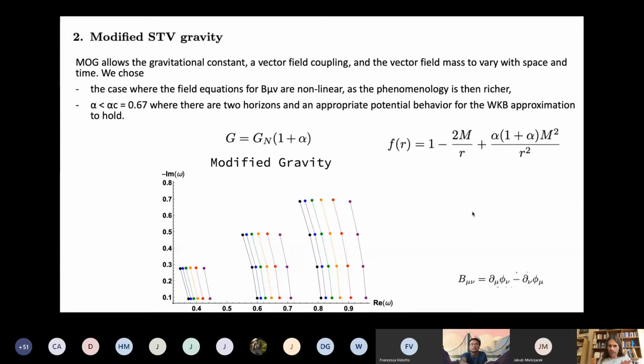So we focus on a specific case where B mu nu, which is given here, has a nonlinear structure because the phenomenology is richer, and we require the renormalization of the Newton constant to be such that we have horizons. Otherwise, we don't have black holes, and of course, it's not very interesting. So the metric function is basically the following one, and it's controlled by this alpha parameter. And what you see is that in this case, the real part of the complex frequency is still increasing when you increase the deformation, but the imaginary part is not changing at all. So it means that the damping is not affected by alpha, but of course the frequency itself is affected.